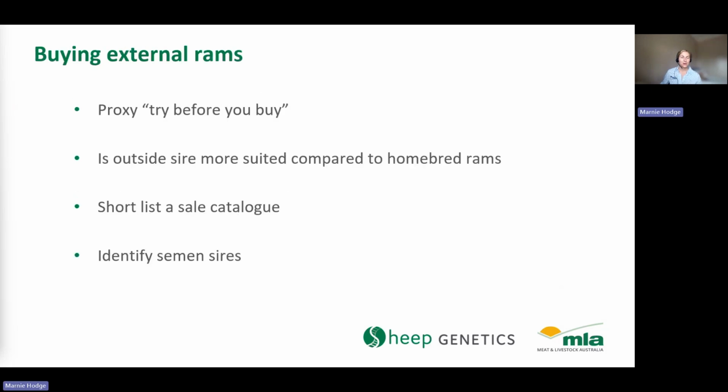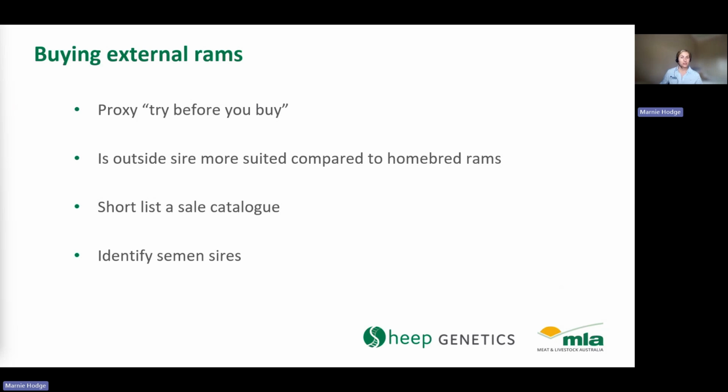You can use MateSel to help make your external ram purchasing decisions, so essentially a little bit of a proxy try before you buy. So it will let you obviously input a whole heap of external rams over a potential group of ewes that you might want to either AI from or naturally mate from, and tell you which is more suitable to essentially achieve the progeny outcomes that you want, whether that's a homebred animal or an outside sire as well.